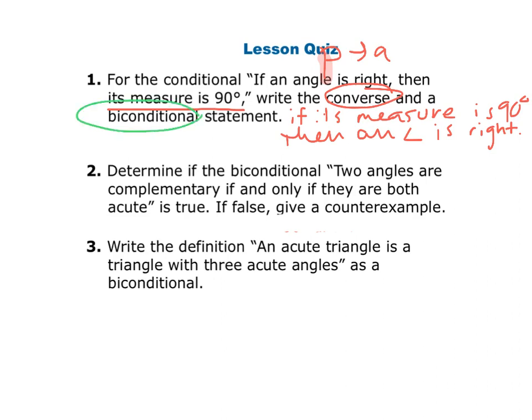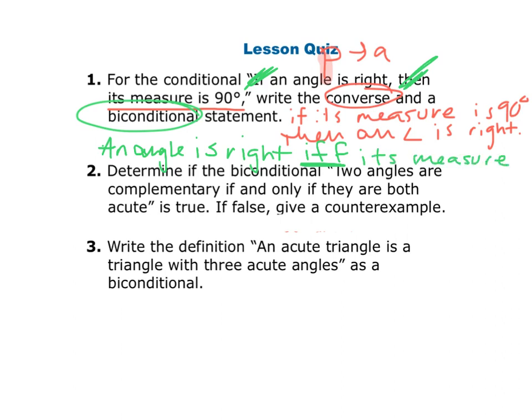Now let's write the biconditional. We drop the if and we drop the then, so we would just write an angle is right if and only if its measure is 90 degrees. So remember, a biconditional statement has to have if and only if.